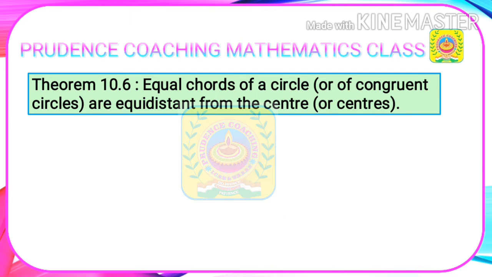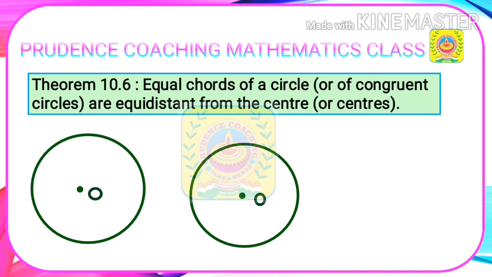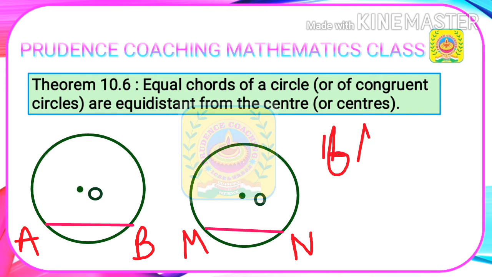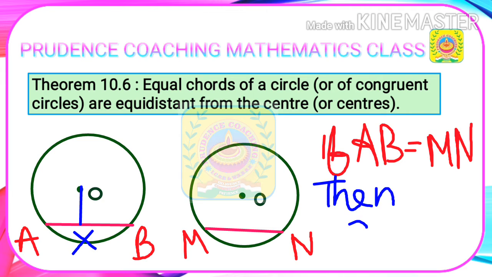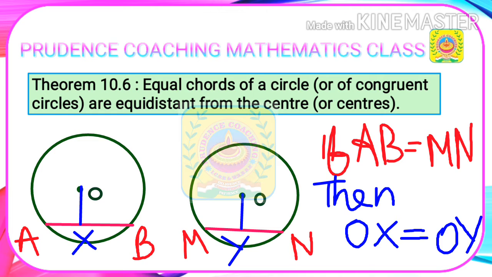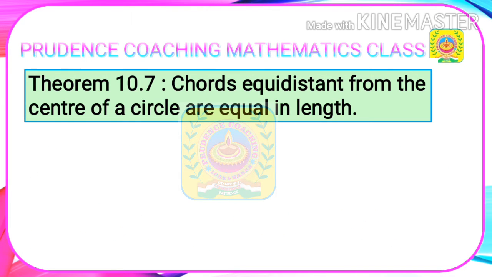Now let us understand this theorem by taking two congruent circles. Here, if AB is a chord of the first circle and AMN is a chord of the second one, where AB equals AMN, then we can say the perpendicular distance from the center, OX, and the perpendicular distance from the center, OY, are the same. Let us move on to the next theorem.